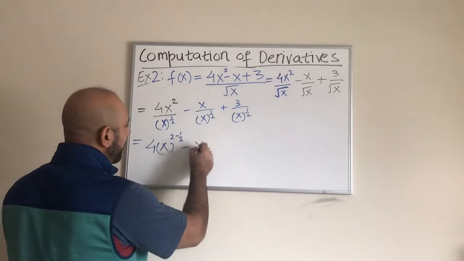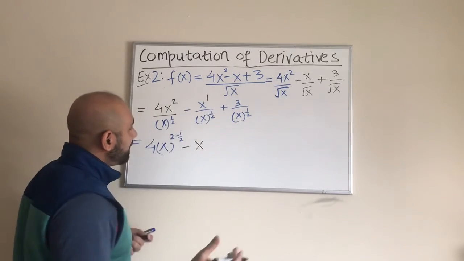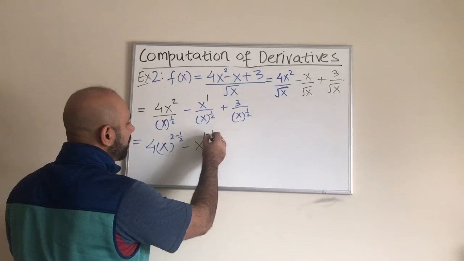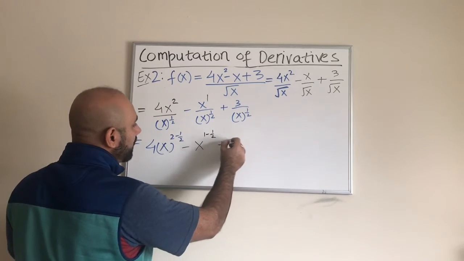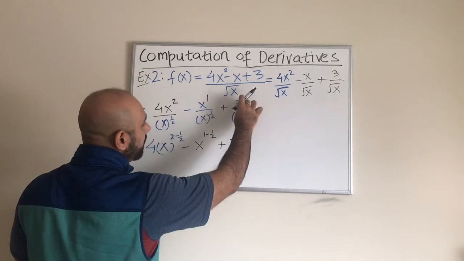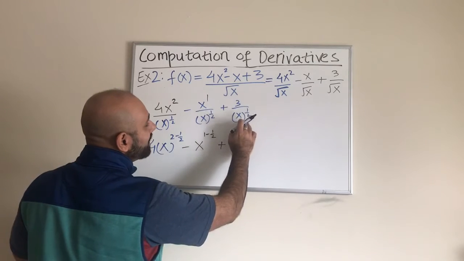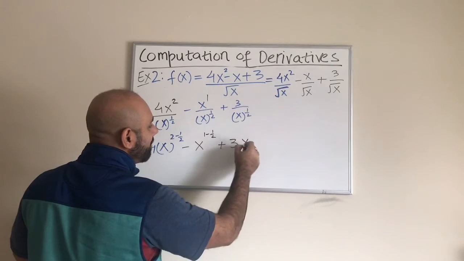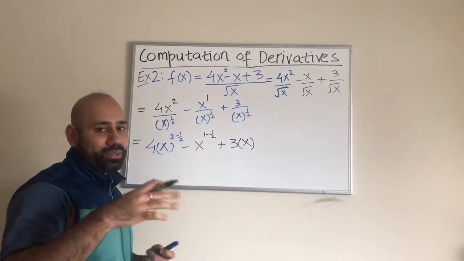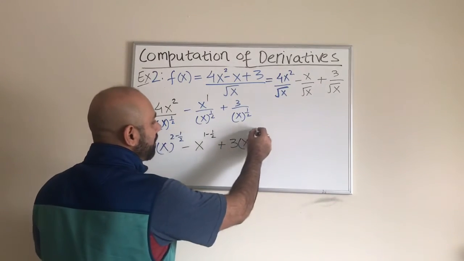This minus x, same thing here. There's an invisible 1 as a power, so it's going to be 1 minus 1/2. And then the last one, there's nothing really you can do with this because there's no x here. So all you have to do is bring it upstairs to the numerator, and it's going to be x to the power negative 1/2.